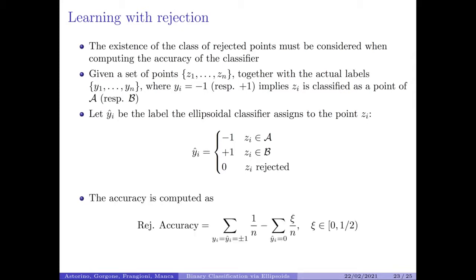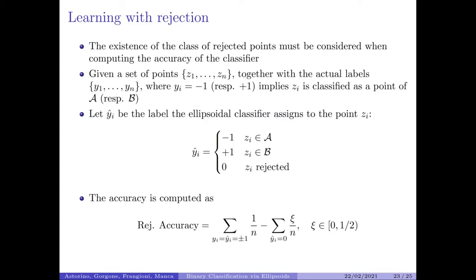And then when computing accuracy, also in the training phase for the classifier, we say that every time you reject a point, so every time you assign the label 0, you pay something, which is a fraction of the number of samples, where Xi is a constant chosen a priori, which can be a number in the interval 0 to 1, say one half. In this way, the classifier should learn that it's not convenient to reject too many points, if possible.